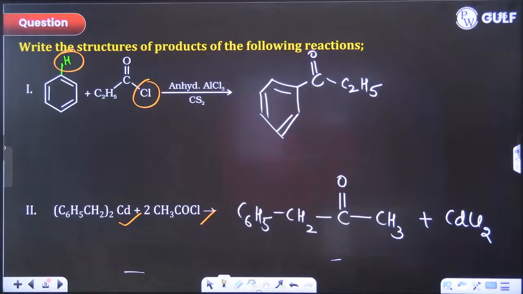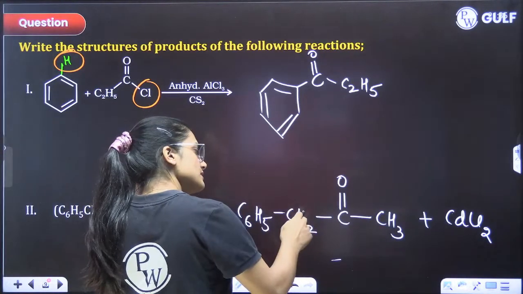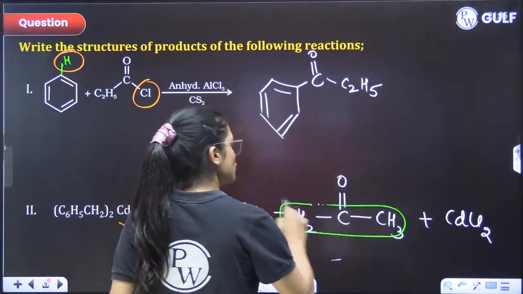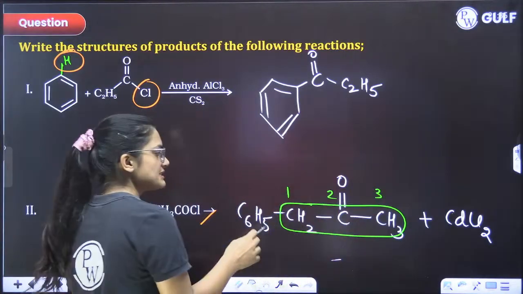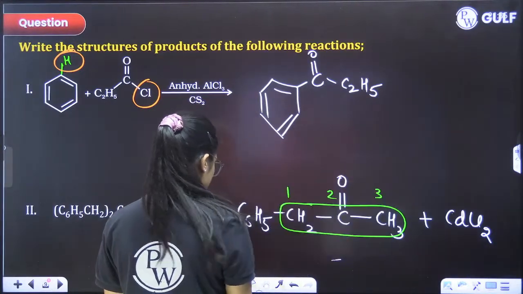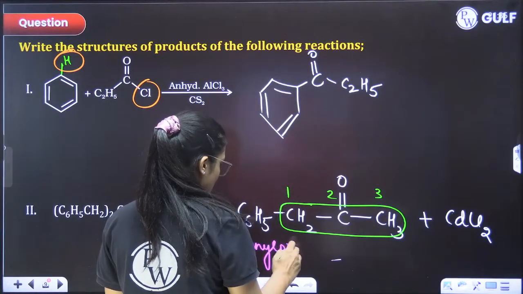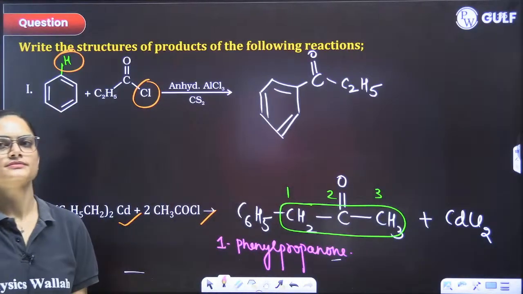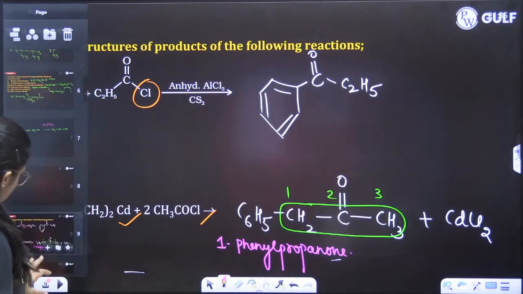Ma'am, can you write the name? Yes, we can write its name as well. This is a chain and you have to select this chain. Then you will be doing numbering, of course from this side: 1, 2, 3. This is 1-phenylpropanone. Right? Okay, next.